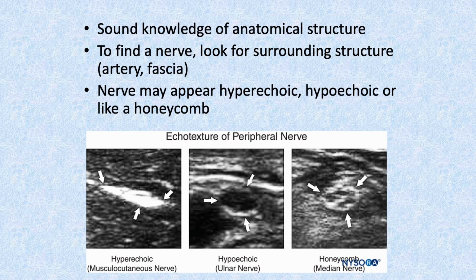Nerve is a bit difficult. At the proximal, for example, the brachial plexus or nerves in the upper limb, if you look at the brachial plexus, it looks like this, hypoechoic. The more peripheral you go, the nerve becomes more mixed, hyper and hypoechoic.